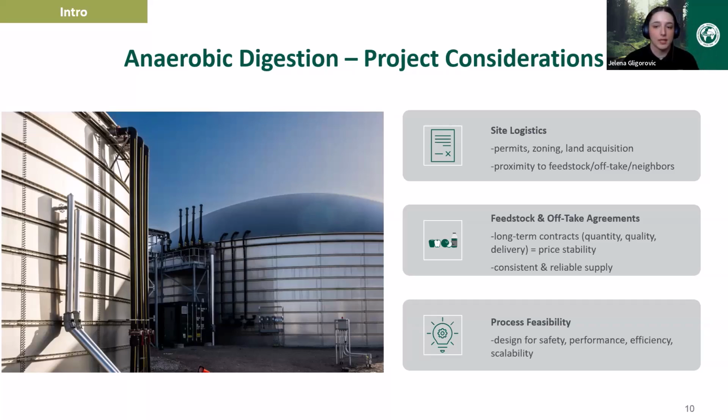Overall, these three points tie into determining the overall CapEx and OpEx of the facility and ensuring the financial viability of a project. So well-structured feedstock agreements and offtake contracts ensure predictable revenue streams, and then an effective process design maximizes the efficiency of your biogas production and reduces operational costs while also increasing project scalability. Of course, assuming that you have the site that you're planning for your project.